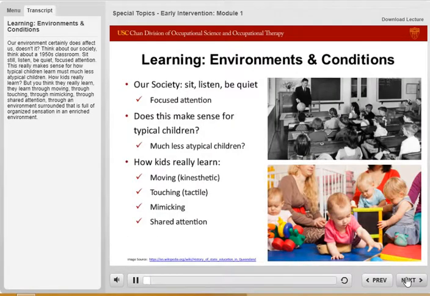Our environment certainly does affect us, doesn't it? Think about our society. Think about a 1950s classroom. Sit still, listen, be quiet. Focused attention. Does this really make sense for how typical children learn, much less atypical children? How kids really learn? How do you think they really learn? They learn through moving, through touching, through mimicking, through shared attention, through an environmental surround that is full of organized sensation, an enriched environment.